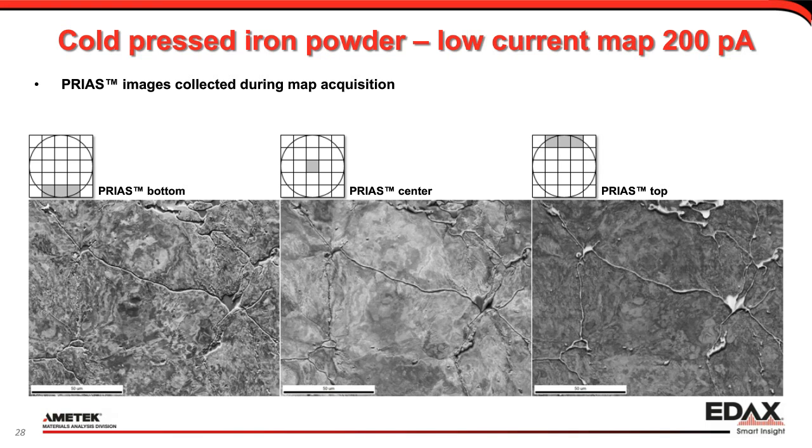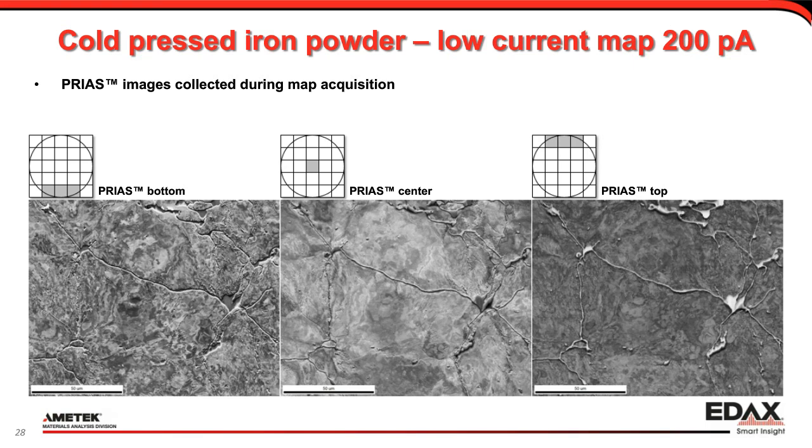And on the top image, that picture is more sensitive to atomic number contrast, so material contrast. And in this case, it's also the holes and the topography that you see. But if you would have a multi-phase material, that would give you a really nice backscatter contrast image.